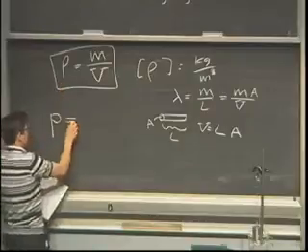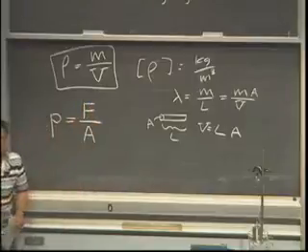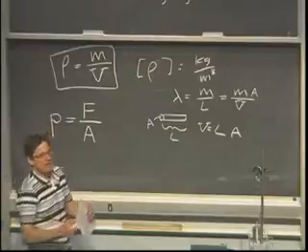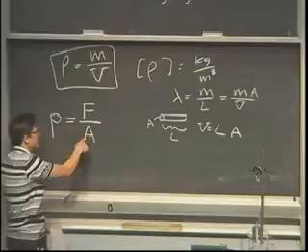The book gives a formula for calculating pressure, which I like, but we have to be careful about how we apply it. It says pressure is force over area. And that's true. The pressure that something is experiencing can be expressed in terms of the force acting on it divided by the area over which that force acts. But it's important that this is the force that's perpendicular to the area.